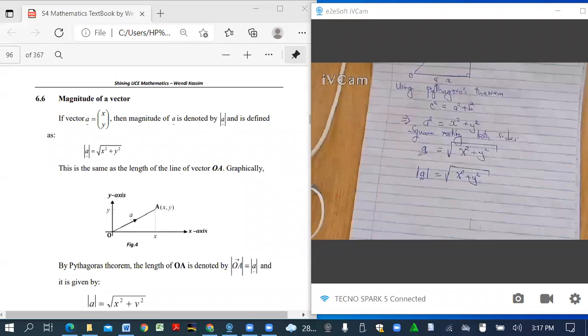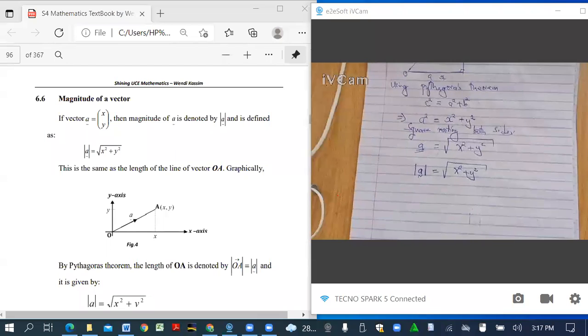Can we proceed? So if they ask for the magnitude of a vector, this is the formula.